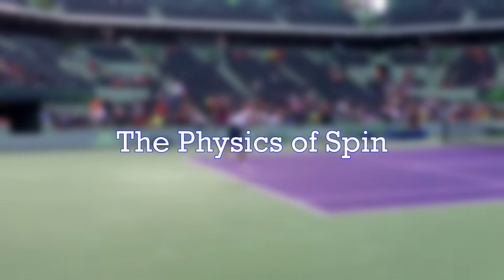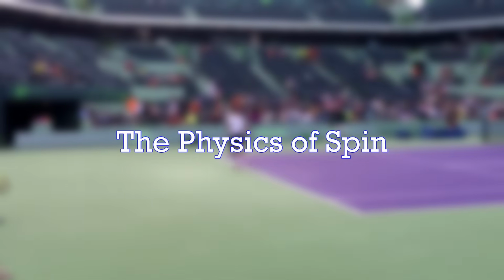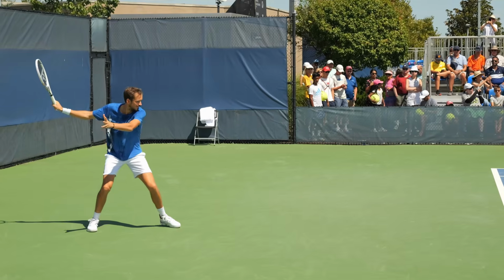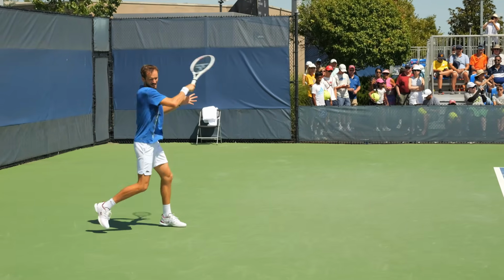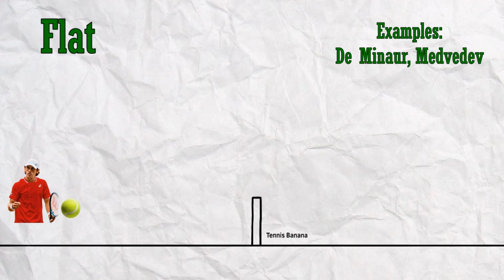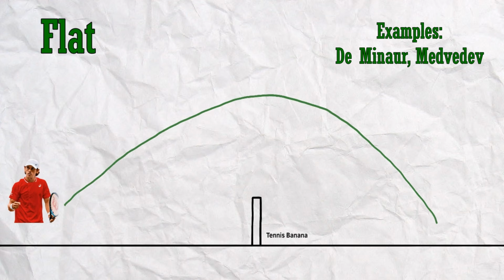Before I discuss why spin is a powerful tool in tennis, it's good to understand the physics behind it. Imagine a ball hit straight on by a racket. This is what you call a flat shot. Its trajectory will be pretty much what you expect. It will rise and then fall due to gravity, creating a parabolic path.